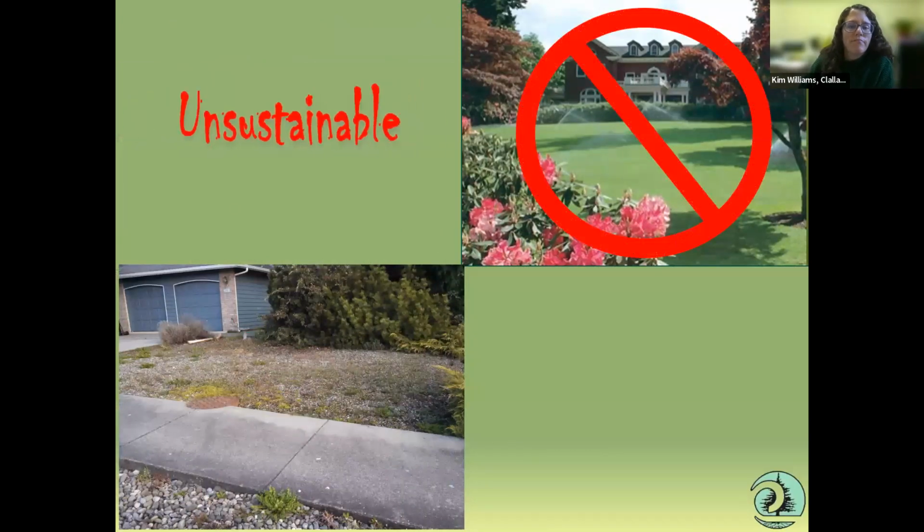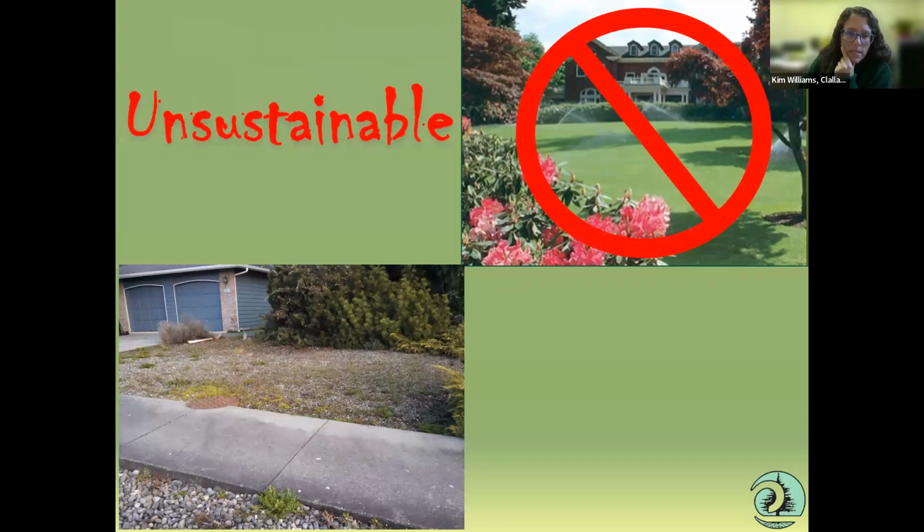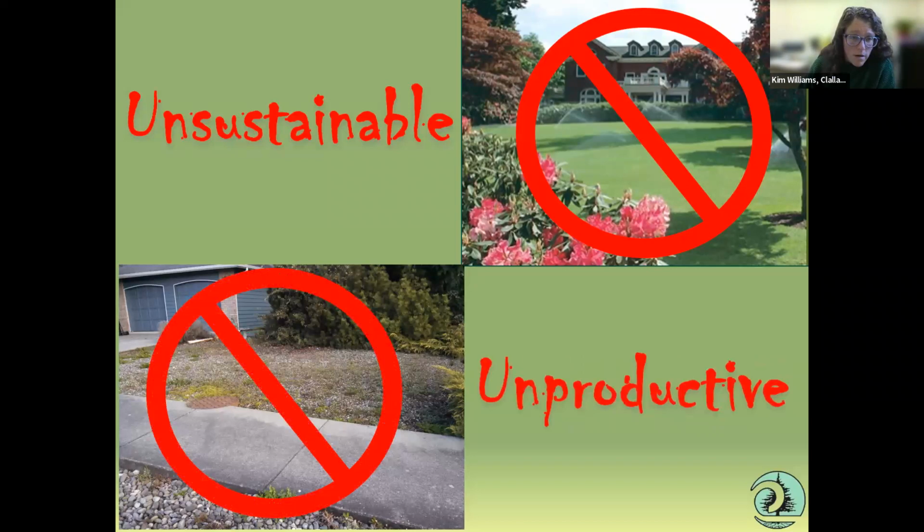And so when we're talking about sustainable landscaping, the top picture is pretty unsustainable. It may be beautiful. It's manicured lawns. It takes lots of chemicals, lots of water, lots of time, lots of maintenance, and it's really unsustainable. It doesn't really take care of itself at all. And the lower picture, there's really nothing there. It's just really uninspiring. It's unproductive. And our landscape not only provides habitat, but it provides beauty for us as well. So this is kind of what we're trying to avoid.